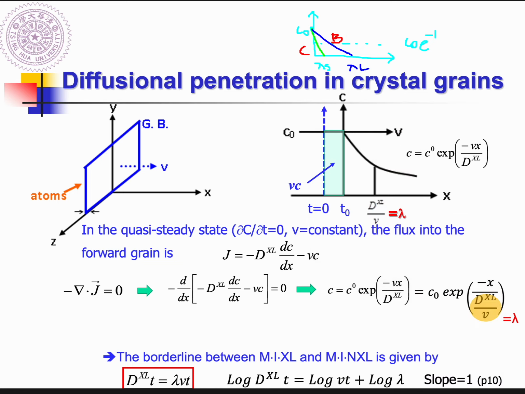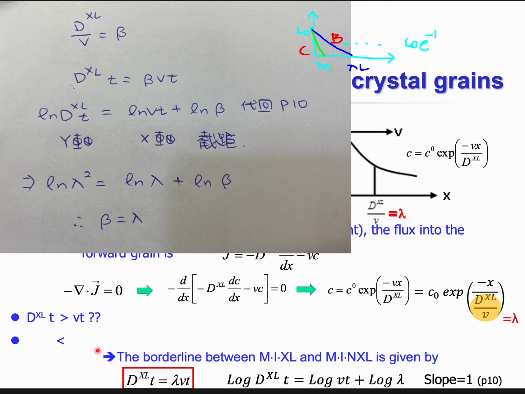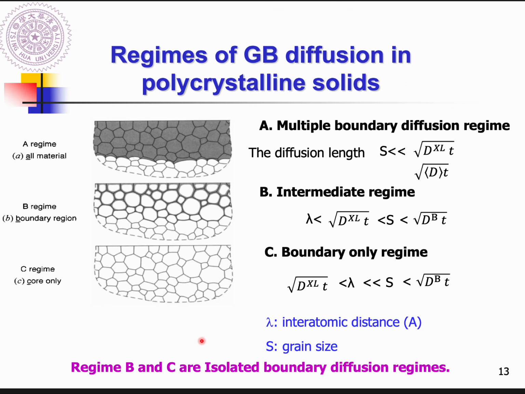Okay, so based on this concept, we move forward. When lambda is larger, it is a crystal diffusion penetration, similar to region B. And if lambda is smaller, it is a non-crystal penetration. Okay? So let's move to the next slide.